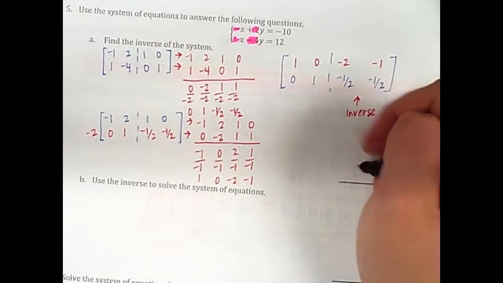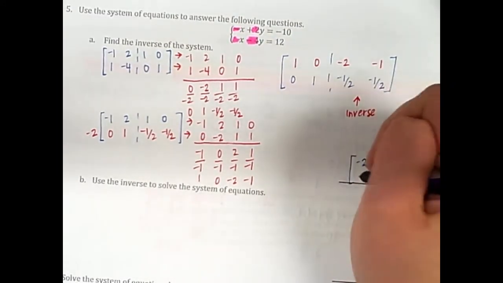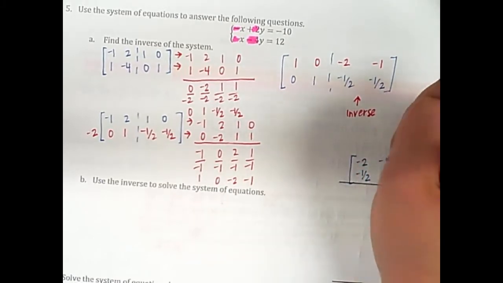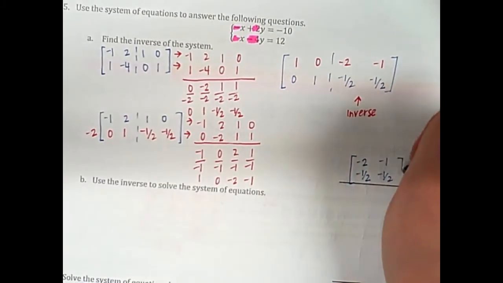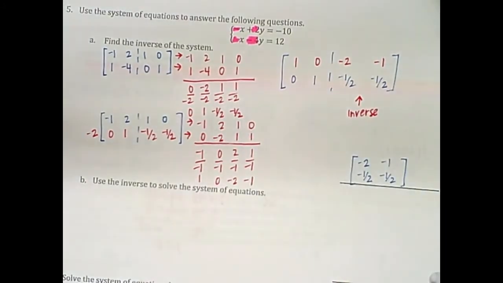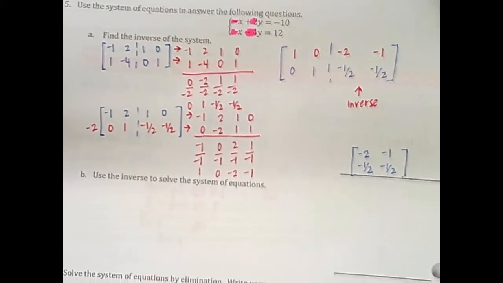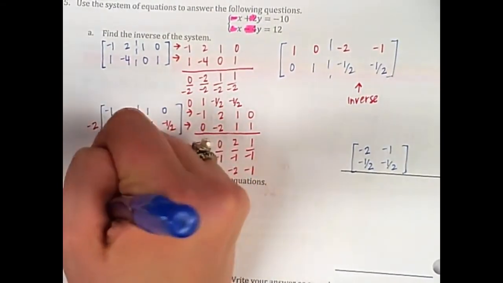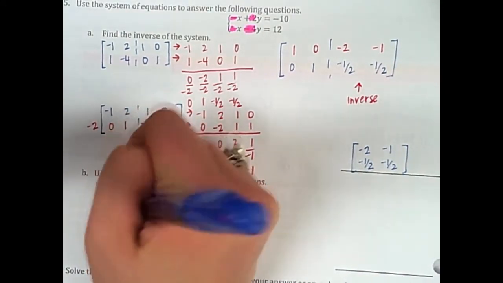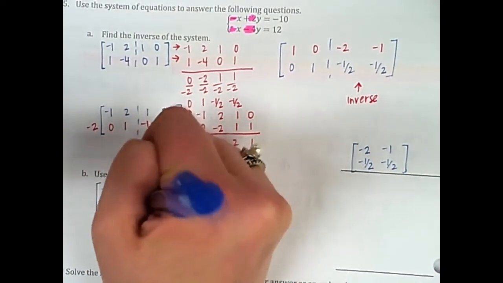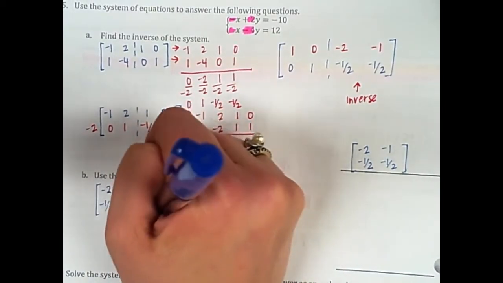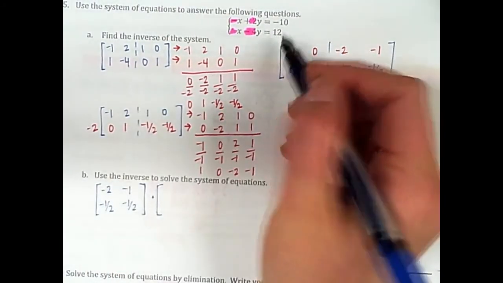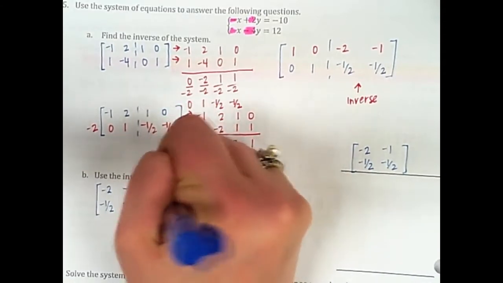So my inverse is -2, -1/2, -1, -1/2. And that does it for part A. Now, with part B, it says use the inverse to solve the system of equations. So what we do is we take the inverse, -2, -1/2, -1, -1/2, and we're going to multiply it by the solutions to each equation. So -10 and 12 are going to go here.